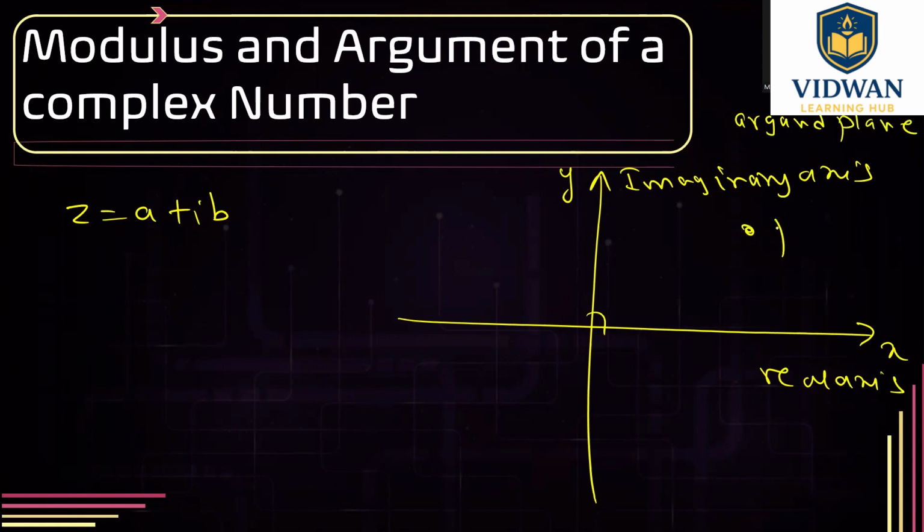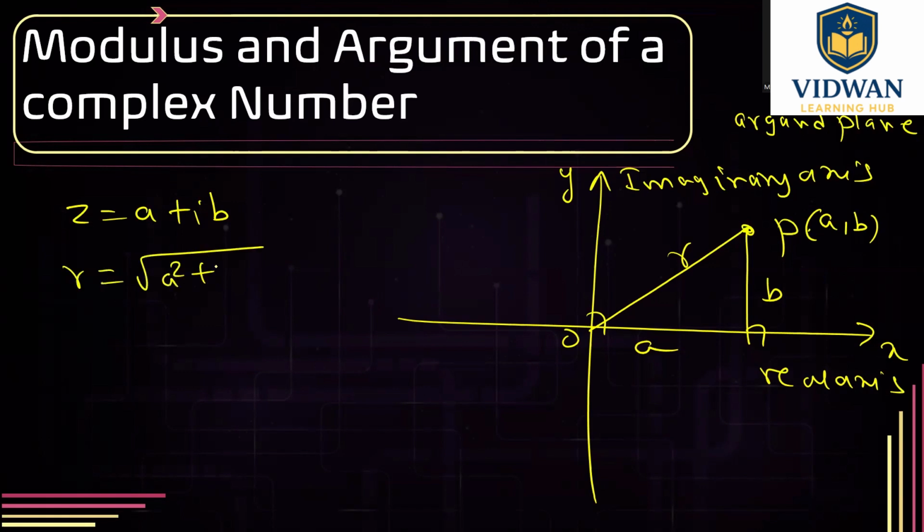If we have to represent any point P here, we join this point with the origin. The distance of the point from the origin is suppose R. Draw the perpendicular like this. So this will be A and this will be B, and you can represent this just like we represent A comma B in coordinates. And from the diagram, you can see that the distance R is root of A square plus B square. This is called the modulus of the complex number. The distance of the complex number from the origin is called the modulus. So this we call the modulus of Z.